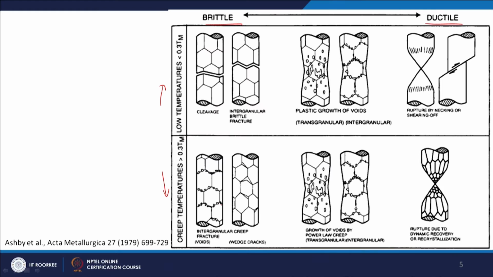At high temperature again you will have formation of voids at the grain boundaries. Okay. So, it is intergranular fracture through formation of voids, or there can be formation of wedges at the grain boundaries, then it is called wedge cracks. Growth of voids by power law creep, when we see creep you will see this type of fracture taking place again. Or it will be through necking, as we saw at low temperature also.